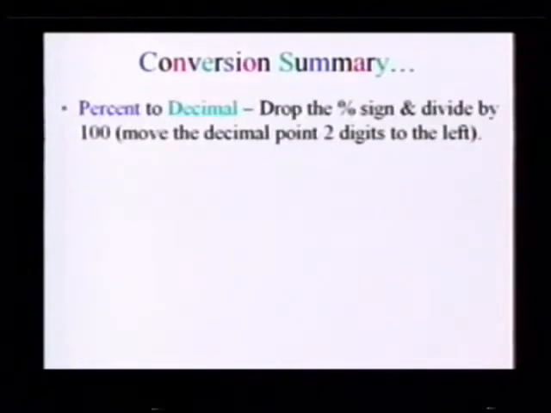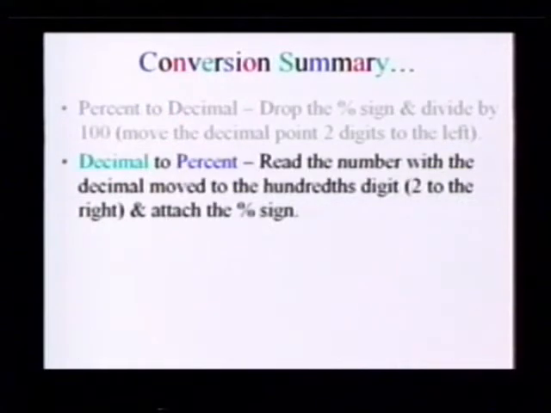Okay, here's your summary. To change a percent to a decimal, you drop the percent sign and divide by 100. Or in other words, to go from a percent to a decimal, you move the decimal point 2 digits to the left. Remember, when we divide by 100, we go 2 to the left. To go from decimal to percent, you move the decimal point 2 places to the right, and then attach the sign.